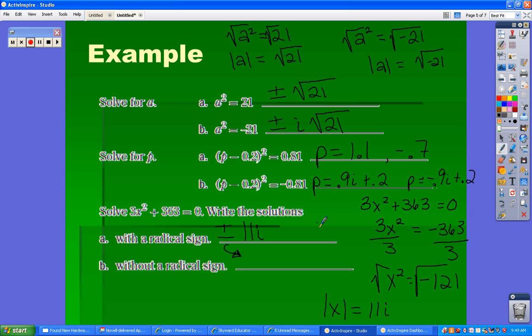So I guess the other way they want you to do it is write plus or minus the square root of negative 121. That's just not a very nice way to write it. Maybe they want plus or minus i square root of 121. Either way, your best answer is plus or minus 11i. I don't know what the purpose of having you write it with a radical sign is, but maybe they have some meaning. I don't know.